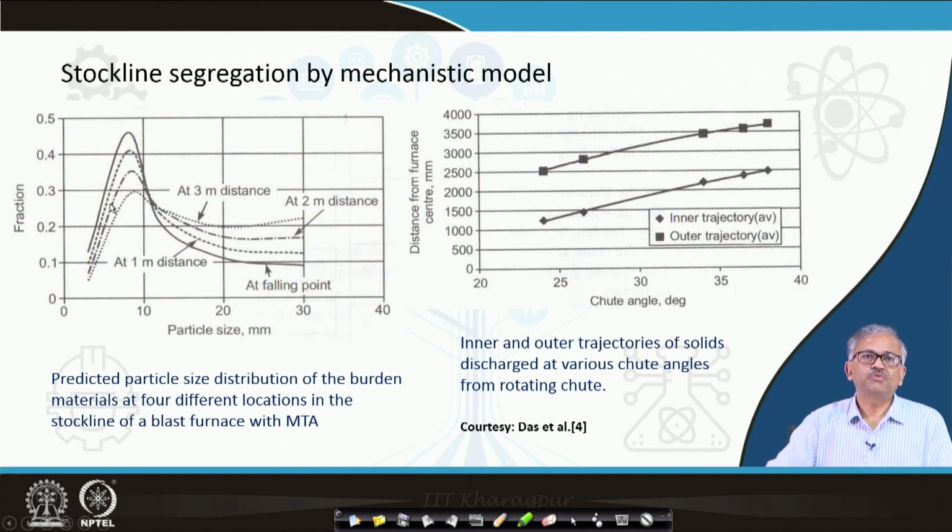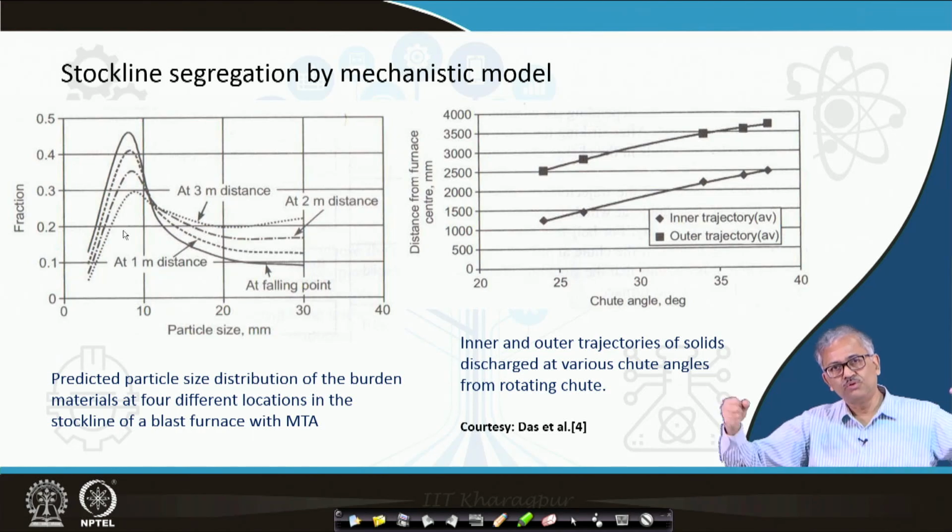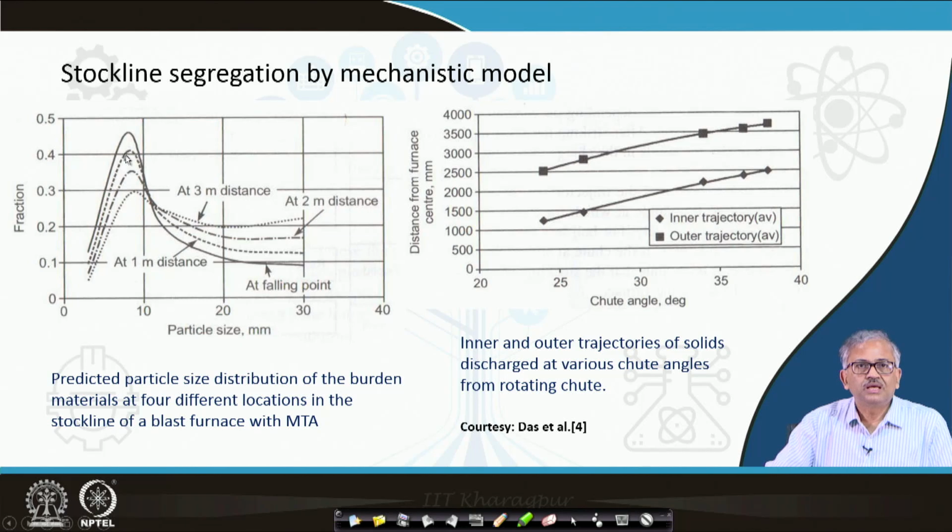So at the point of fall, you have the smaller particles. Most of the smaller particles will accumulate at the point of fall, and most of the bigger particles will roll down away from it, right? So that is what it is showing. And then if you go away in the radial direction, say 1 meter, 2 meter and 3 meter, the segregation is decreasing, because the peak is going down as you move away from the center.